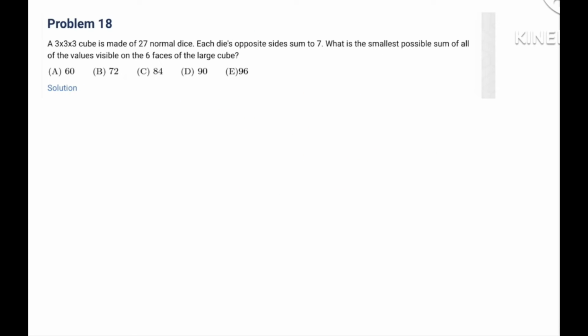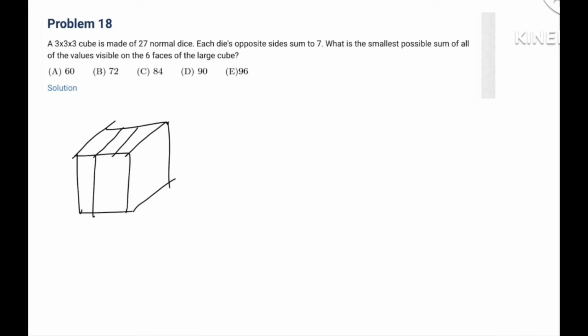Problem number 18. A 3 by 3 by 3 cube is made of 27 normal dice. Each die's opposite sides sum to 7. What is the smallest possible sum of all the values visible on the 6 faces of the large cube? So there's a 3 by 3 by 3 cube. Let's make this a little lower. So this is shaped like the normal Rubik's Cube you see, because it is also a 3 by 3 cube.